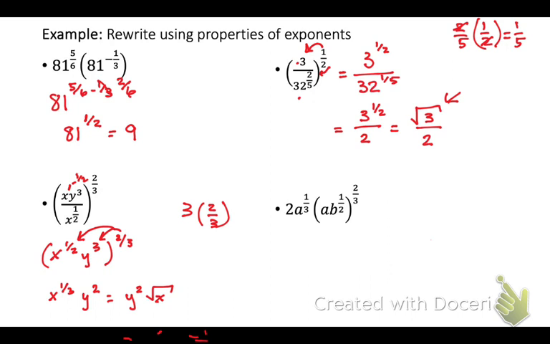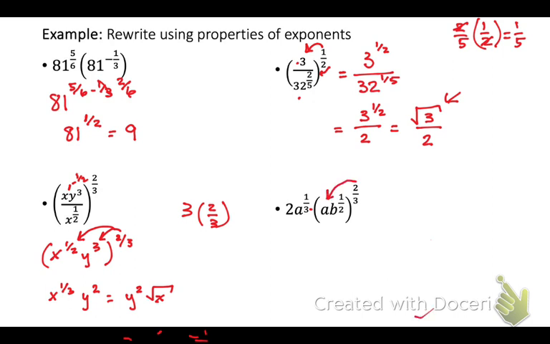Okay. So now we have the next one. I have 2a to the 1/3 times ab to the 1/2, all to the 2/3. Now, I have to do the ab to the 1/2 to the 2/3 first, don't I? Because my order of operations says exponents, grouping symbols, then multiplication, right? And this is multiplication, so we have to do that first. Okay, so I have to distribute this in to both.